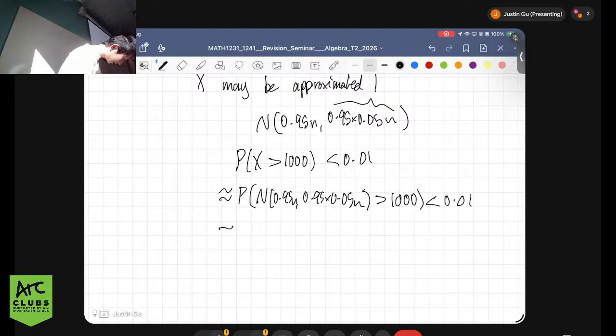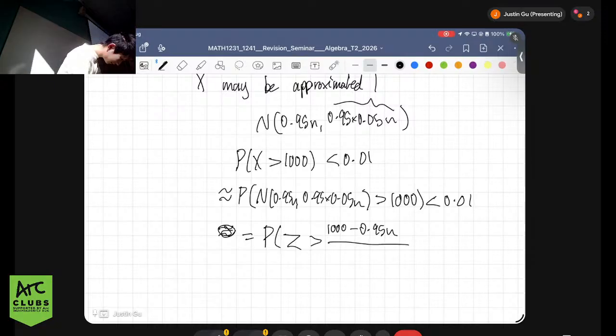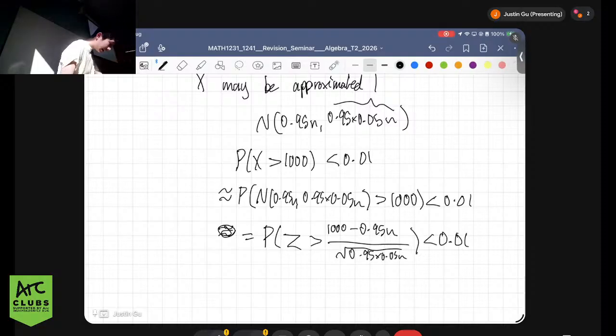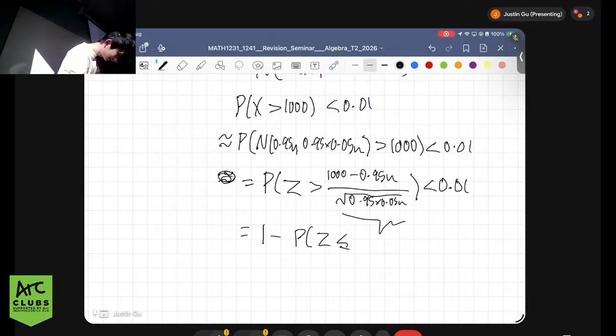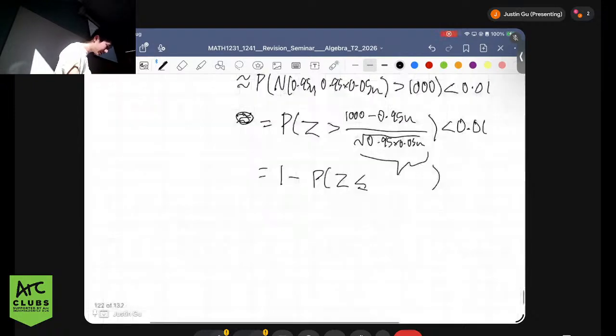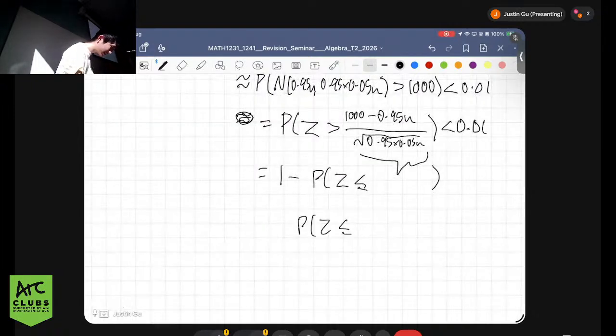So that's equal to the probability of the standard normal distribution being bigger than 1,000 minus 0.95n over the square root of the variance, being less than 1,000. And then we know that this is equal to 1 minus the probability of z being at most whatever that is, right? And we want that to be less than 0.001. So we want the probability z is at most this value.